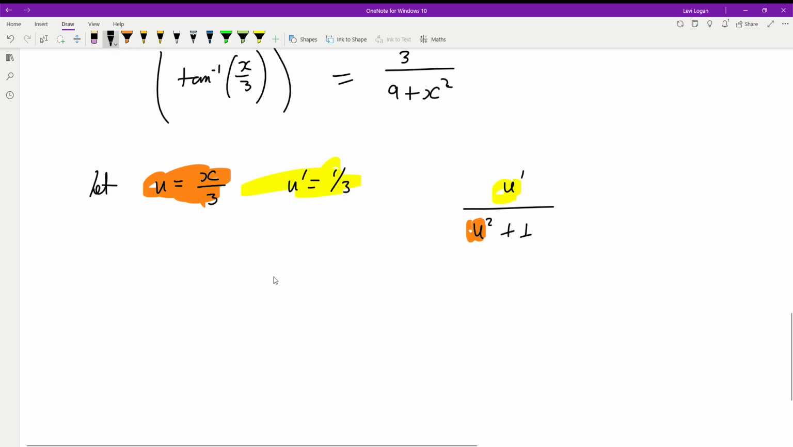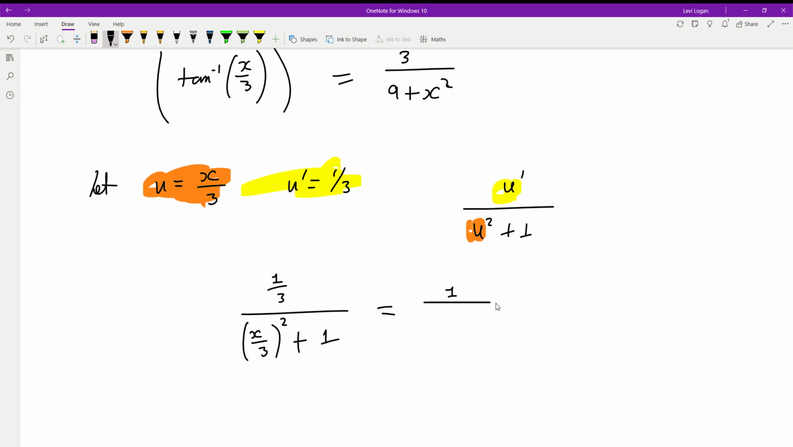So what we get is 1/3 over x on 3 all squared plus 1. So that means we can rewrite that as 1 over 3 times x squared on 9 plus 1 times 3 still. So we can distribute that 3. So what we're going to get is 1 over this bit here, which would be x squared on 3 plus 3.